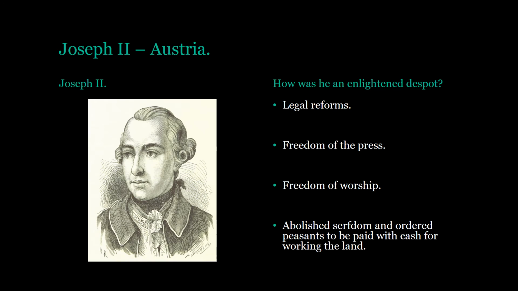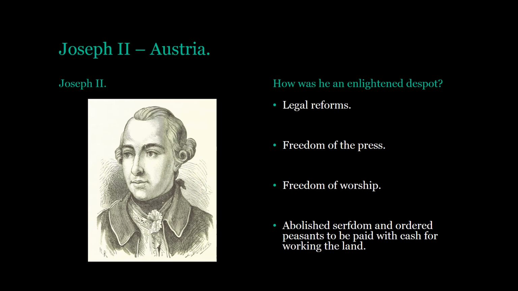Now, Joseph II of Austria, there's a picture of him there. How was he an enlightened despot? He also embraced legal reforms. He was also a proponent of freedom of the press, meaning that the press could criticize the government or criticize the king or the queen. Again, prior to this, this was very unusual. The press could not really write anything bad about a king or a queen. He was also a supporter of freedom of worship. And he also abolished serfdom.